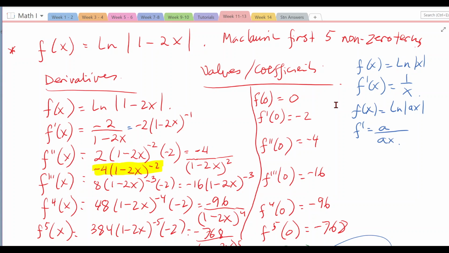Okay, let's review our lecture notes from last week, talking about Maclaurin and Taylor series. So the question was a function defined as ln(1 - 2x). Write the first 5 non-zero terms of the Maclaurin series.